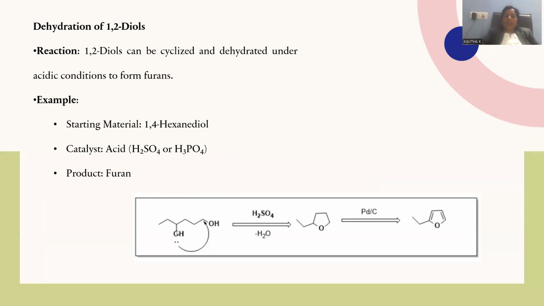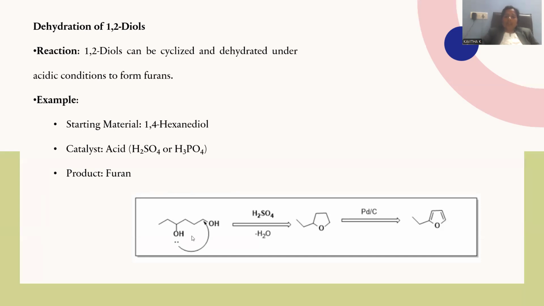1,4-hexane diol was taken. 1,4-hexane diol is a kind of material where hydroxyl groups are located in the first and fourth positions. Sulfuric acid is a good dehydrating agent to remove the water, so the dehydration will be carried out in order to achieve this saturated furan, which is called tetrahydrofuran. Tetrahydrofuran can be oxidized by the removal of hydrogen atoms in the presence of palladium carbon, giving rise to 2-ethylfuran as the final product.